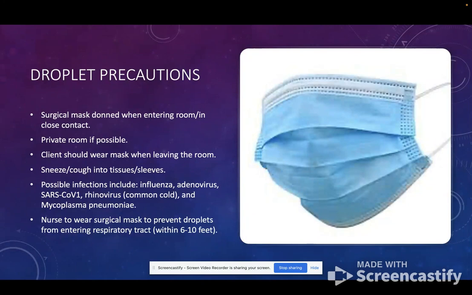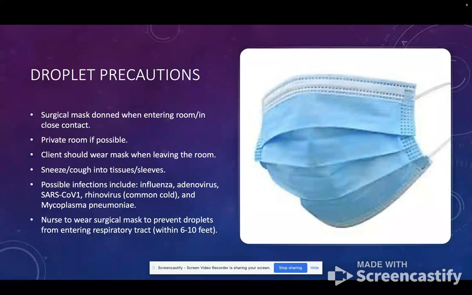Droplet precautions, you would make sure that you have a surgical mask whenever you're entering the room. A patient would be in a private room if possible. If your patient is leaving the room, you would want to make sure that you put a mask on them before leaving the room. You'd want to make sure that they are coughing or sneezing into tissues or their sleeve. This would be your patients who may have the flu, the influenza, adenovirus, or the rhinovirus, which is your common cold.